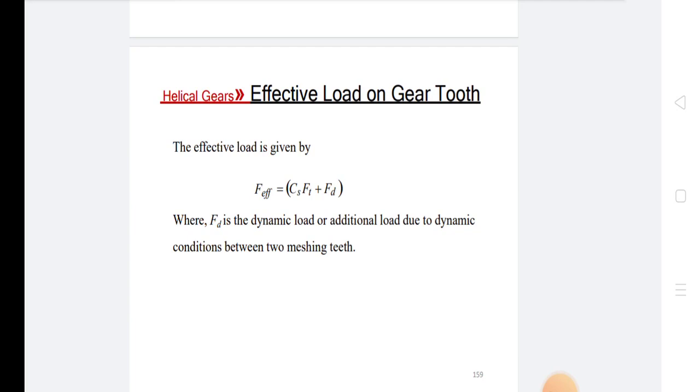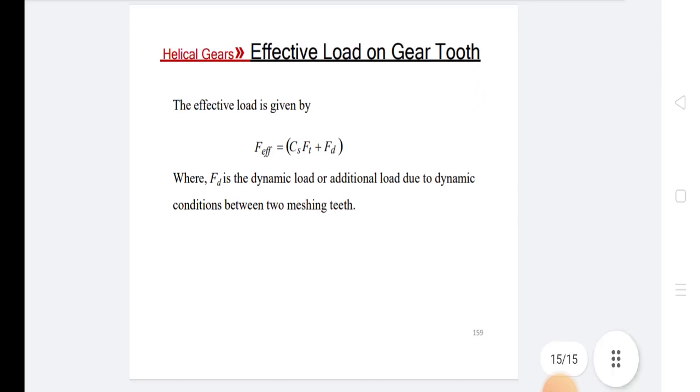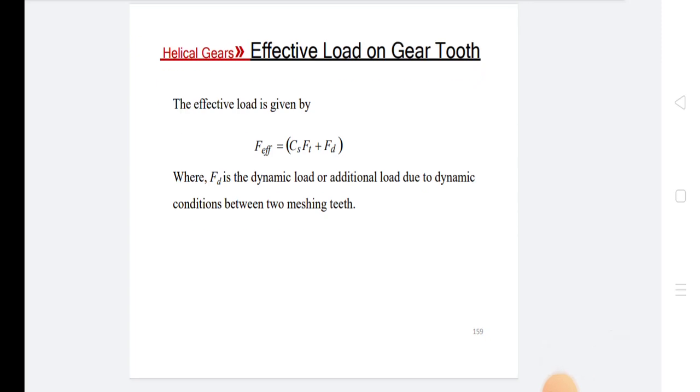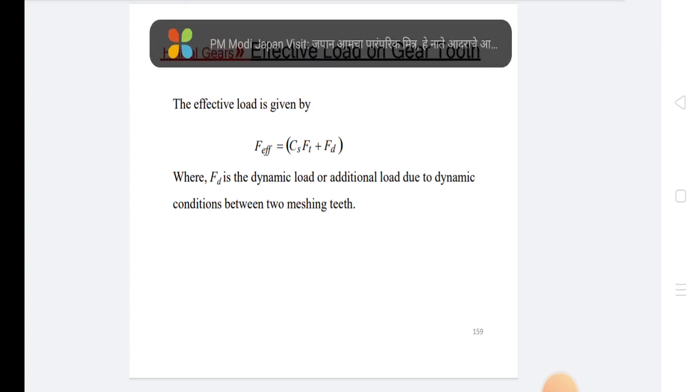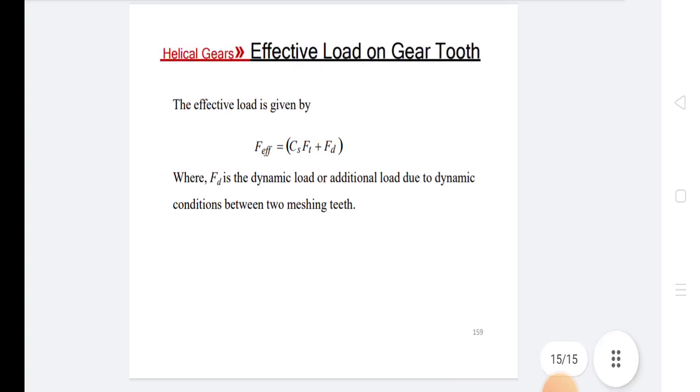Also, there is a very important point: permissible bending stress. The permissible bending stress or bending endurance strength for helical gear or pinion is similar to spur gear. It is given by sigma b is equal to Sut upon 3, where Sut is the ultimate tensile strength of the gear material in Newton per mm square.